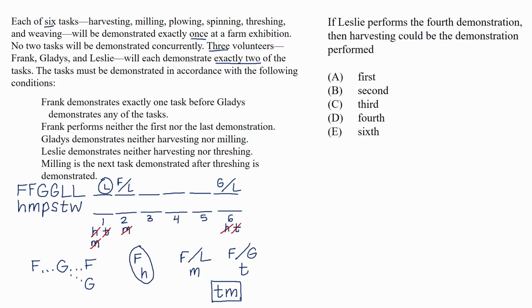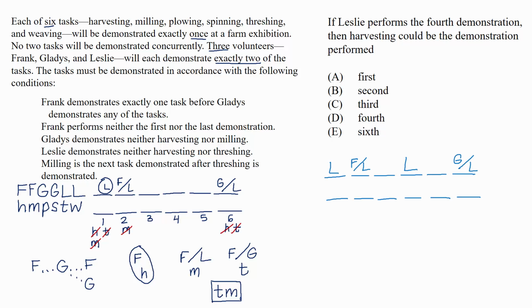This question asks, if Leslie performs the 4th demonstration, then harvesting could be the demonstration performed when? This question asks us for what could be true given the new condition that Leslie is 4th. So we can redraw a bare bones version of our initial diagram and incorporate this new rule that Leslie is 4th.